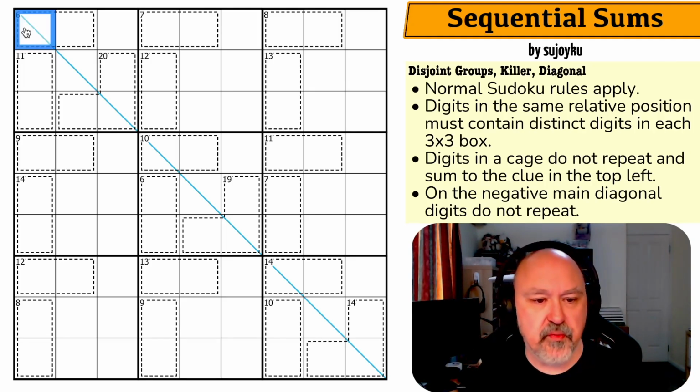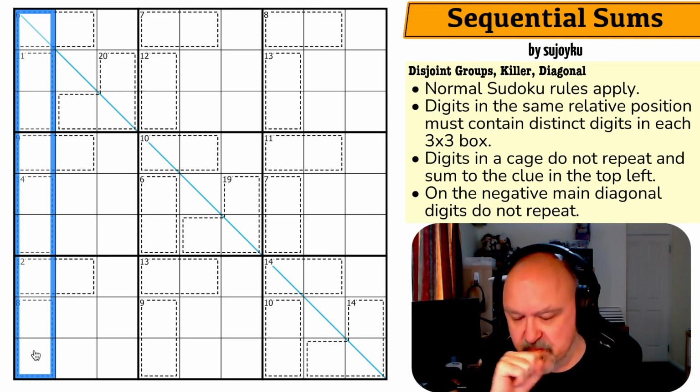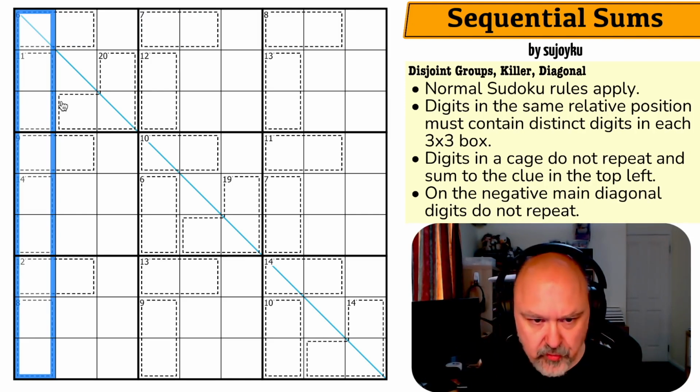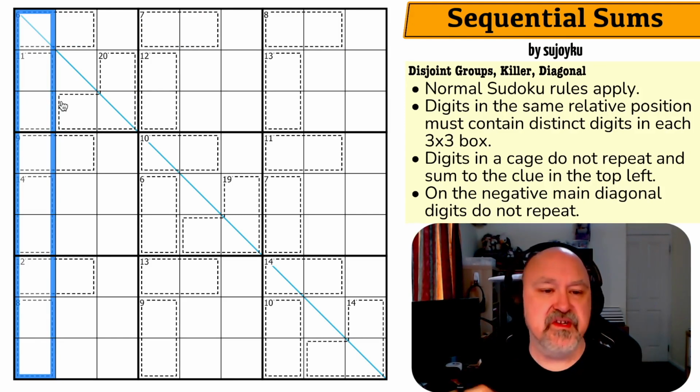Normal Sudoku rules apply. So in every box, in every row, and in every column, the digits 1 to 9 must be placed without repetition. Digits in the same relative position must contain distinct digits in each 3 by 3 box. This is the disjoint rule, or the disjoint digits rule, or sometimes called disjoint groups.